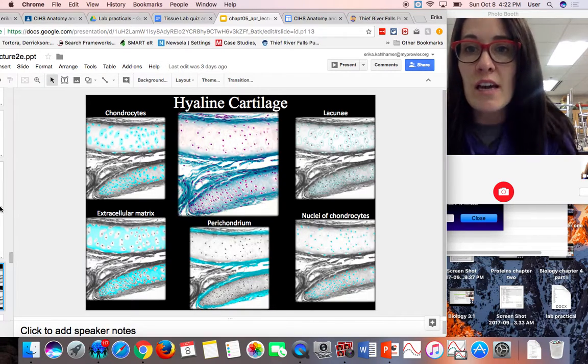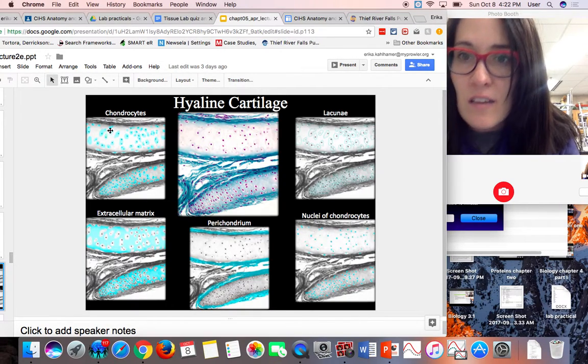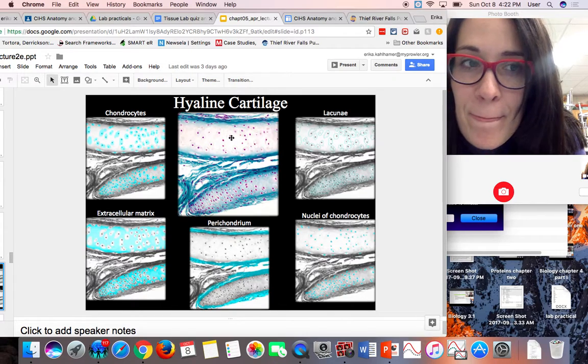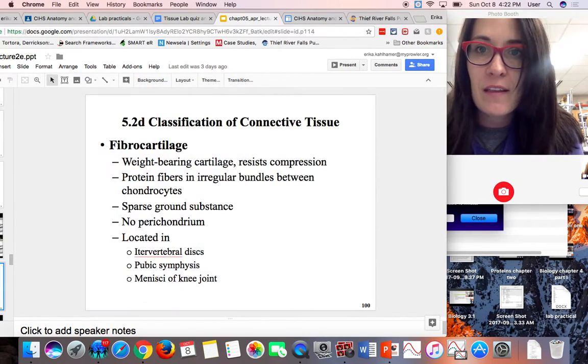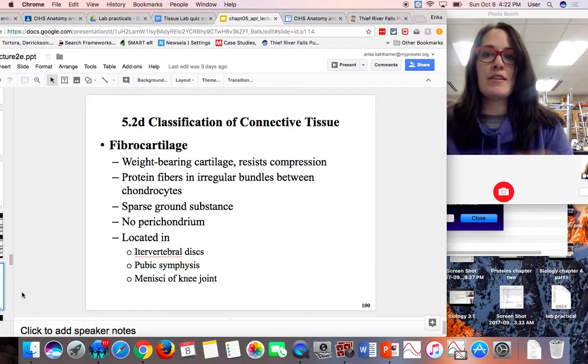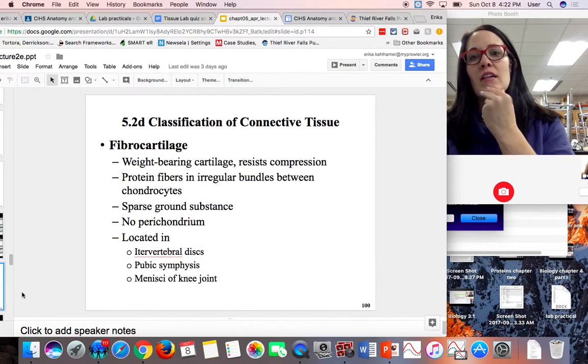And here's what it looks like underneath the microscope. This is what I think looks like that fruit, pomegranate, the little lacuna. Hyaline, okay. Fibrocartilage is another type of cartilage that bears more weight and resists compression.